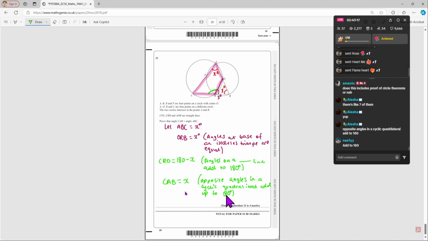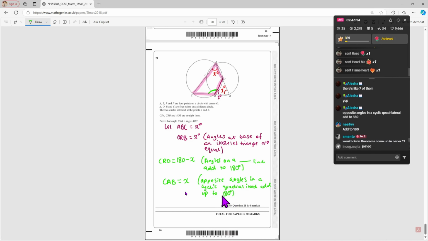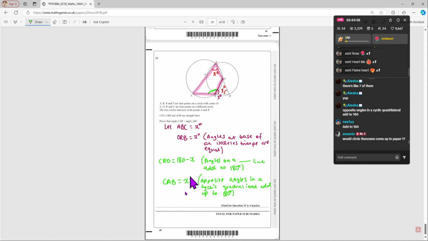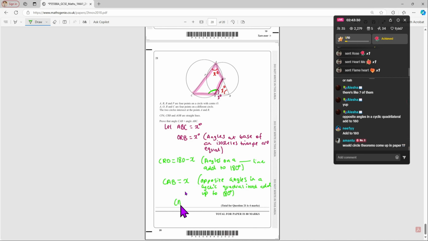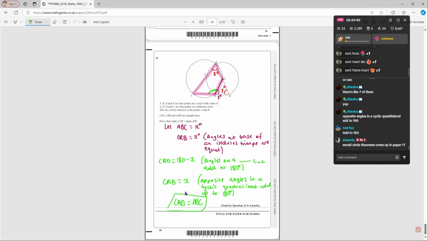And then once we have done that, if it adds up to 180 degrees, we know that it's going to be equal to X, right? Then we can prove that CAB is equal to ABC, and that will literally give you the full marks, okay? That will give you your full marks. Actually, I don't think you require a calculator for this paper.